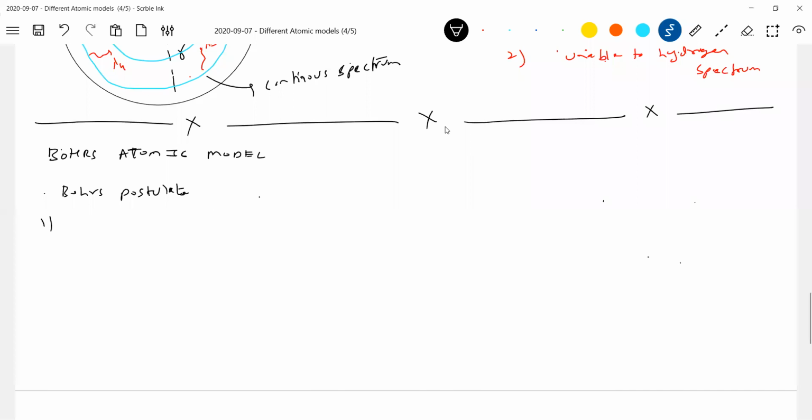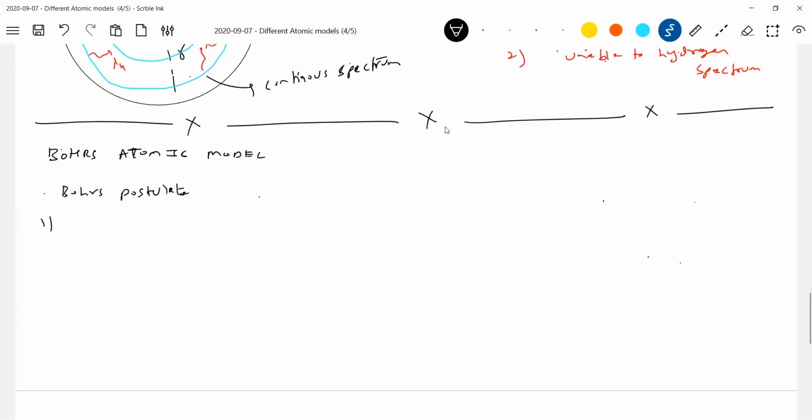Bohr's postulates. Some books call it four, some books call it five. Anyway, what was his background? He took Planck's radiation idea that energy is quantized. So the revolving electron's energy is also quantized.